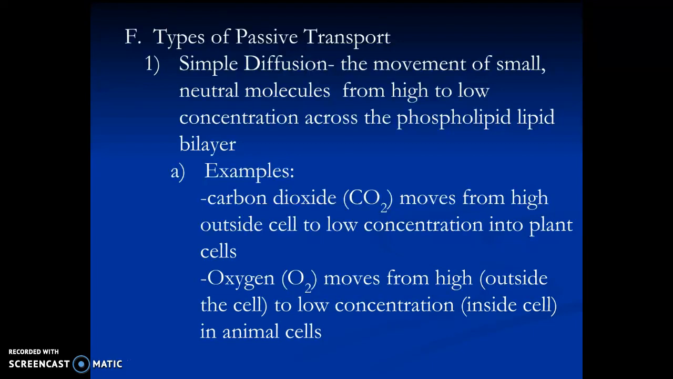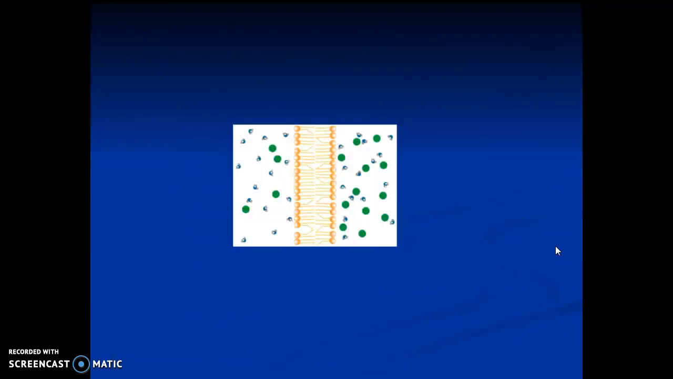Examples of molecules that simply diffuse, which means they just go from high to low through the phospholipids, would be carbon dioxide, moving from high concentration outside the cell to low concentration inside plant cells, because plant cells need carbon dioxide. Oxygen moves from high to low inside of our cells, because we need oxygen. They just passively move through. They're so small and neutral that they don't need any energy. They just slip through the phospholipids. I think this is supposed to be an animation, but that's not happening, so maybe I'll show you in class.